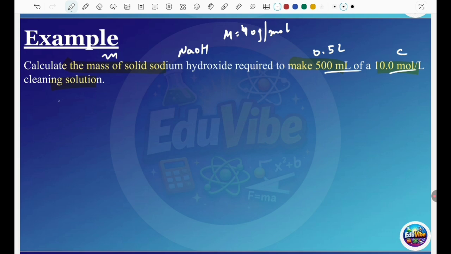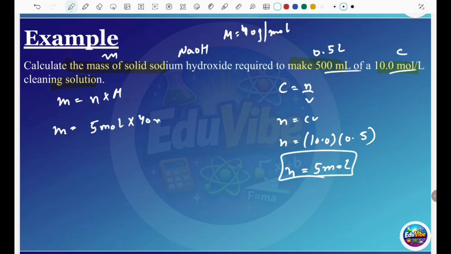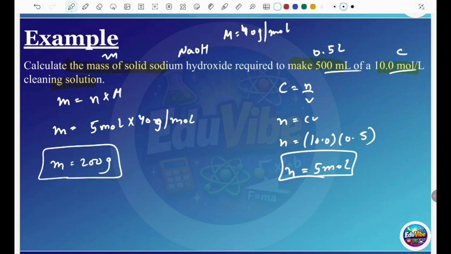Firstly, mass is equal to n times the molar mass. You don't have n. You can find n from here, which is C times V. So it's 10.0 times 0.5. You will get 5 mole. Then the 5 mole multiplied by the 40 grams per mole gives you 200 grams.